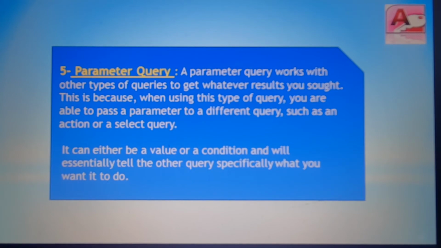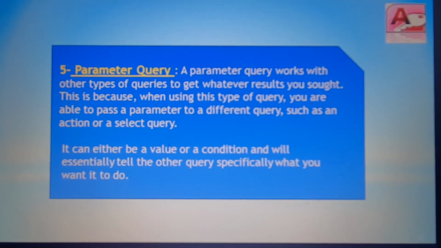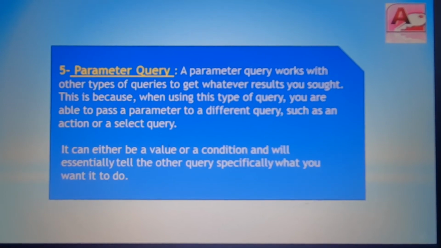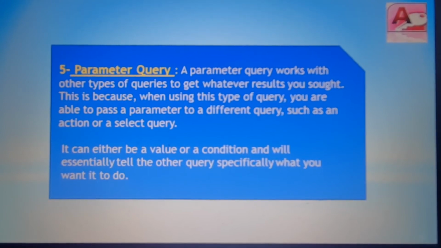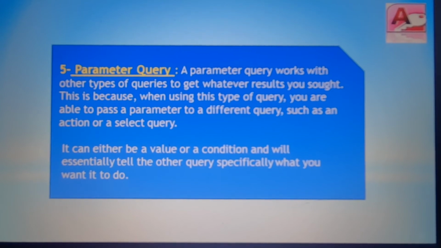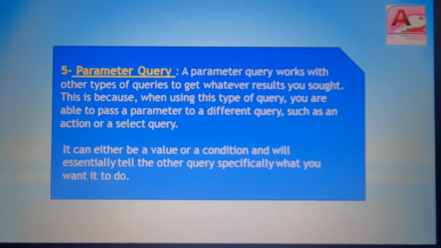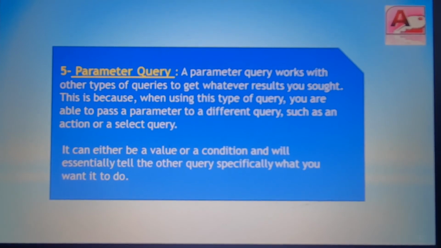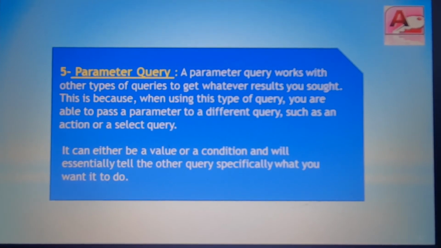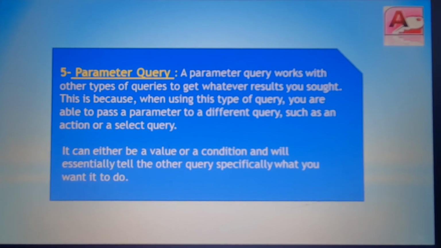Parameter query. A parameter query works with other types of queries to get whatever results you want. This is because when using this type of query, you are able to pass a parameter to a different query such as an action or a select query. It can either be a value or a condition and will essentially tell the other query specifically what you want it to do. It asks for some information from the user before displaying the table datasheet.